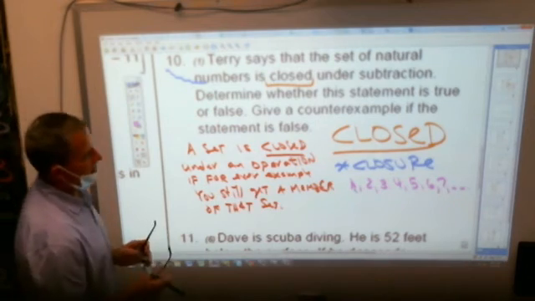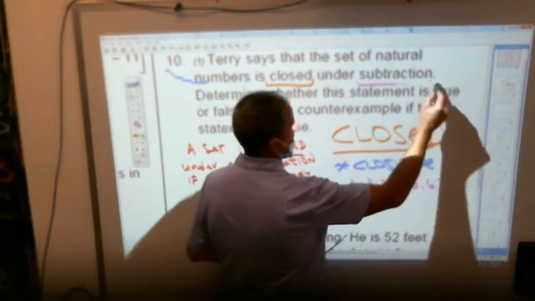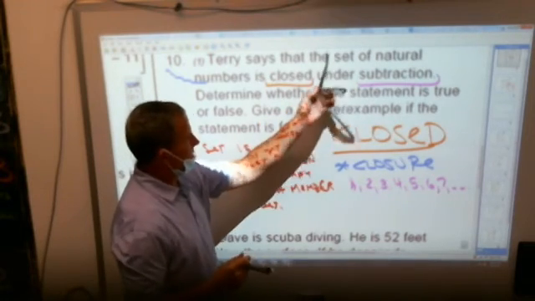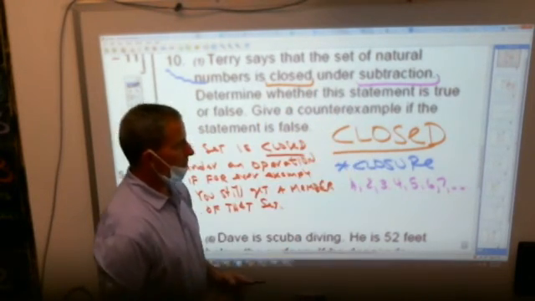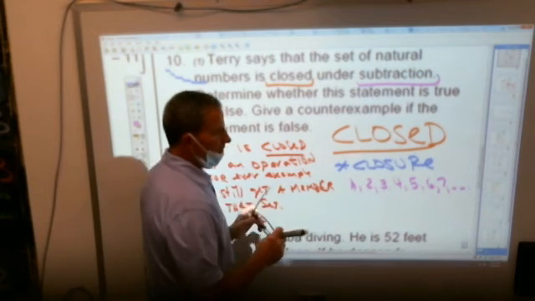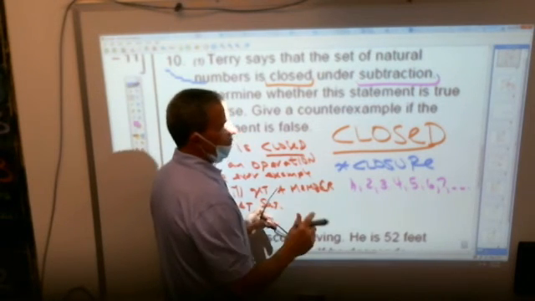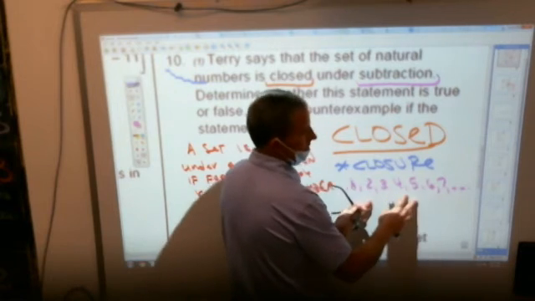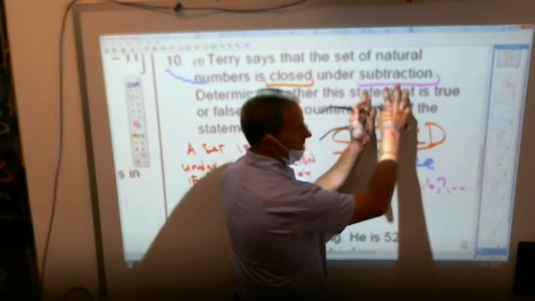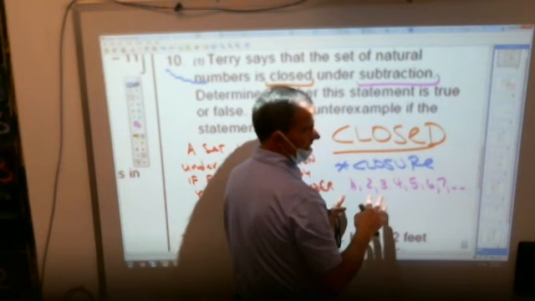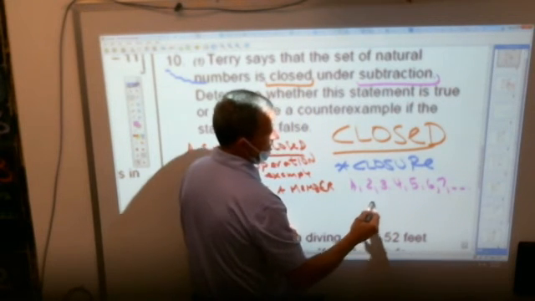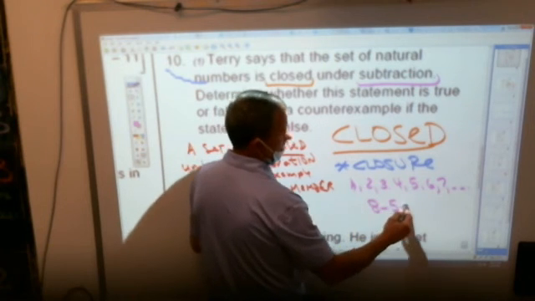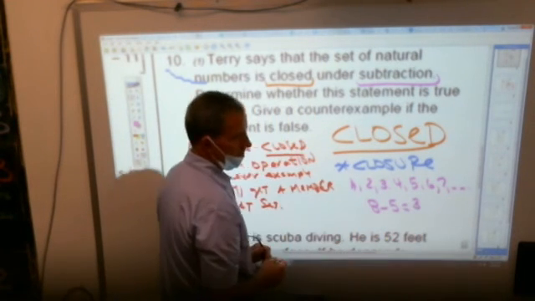Here's what this means. Okay, what operation are we using? Subtraction. Those are the two things you need to know: the set of numbers you're talking about and the operation you're talking about. For this to be closed, you would have to be able to take any two natural numbers and subtract them and still get a natural number. In other words, 8 is a natural number. If I subtract 5 from it, which is another natural number, I get a natural number.